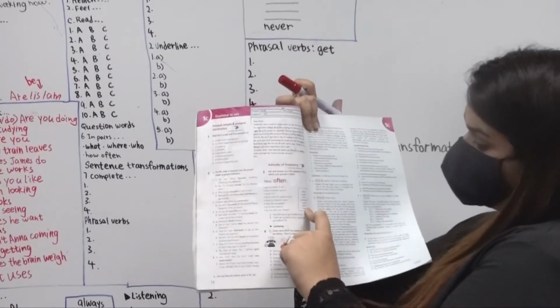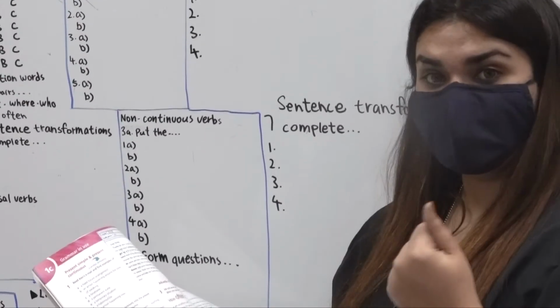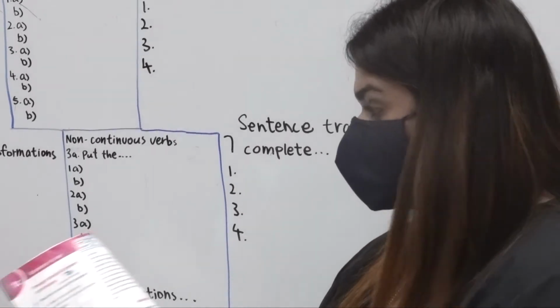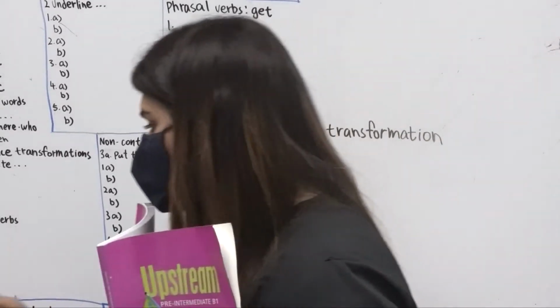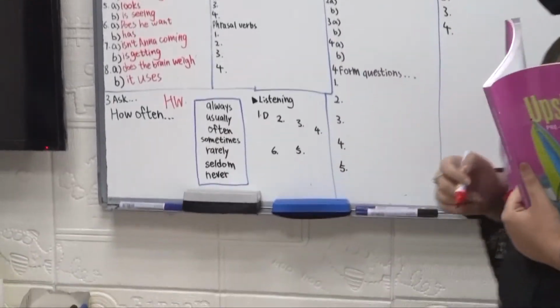Use adverbs of frequency and talk with your parents. So please use adverbs of frequency and talk with your parents for this part. All right, so this is kind of a homework. Please talk with your parents. Good.